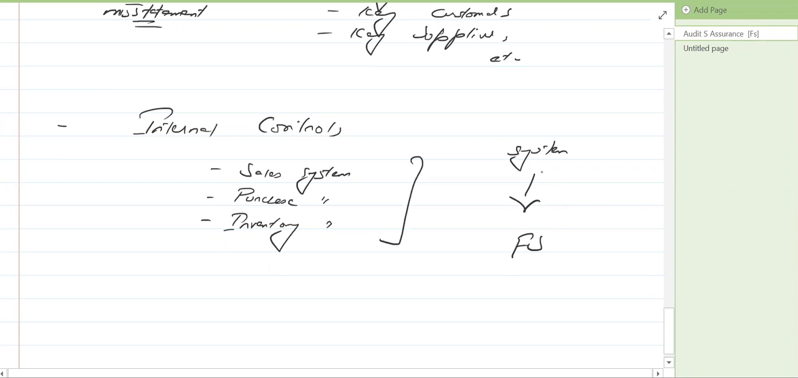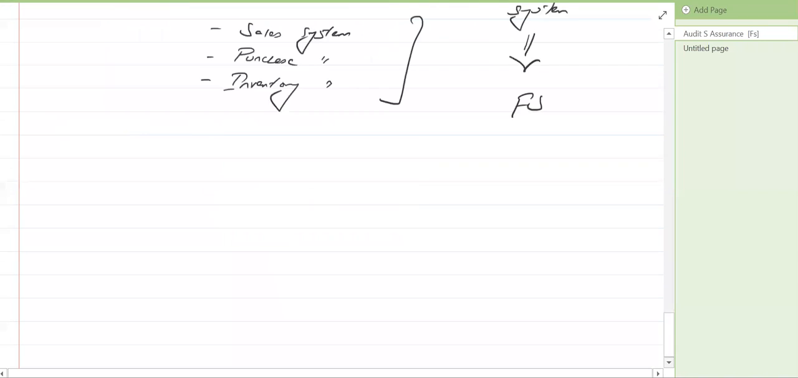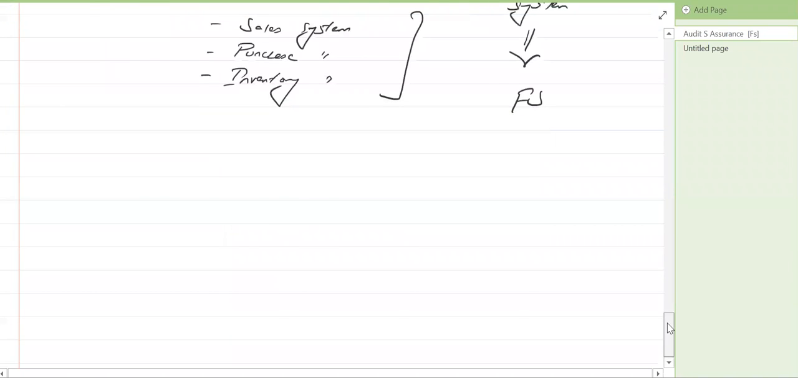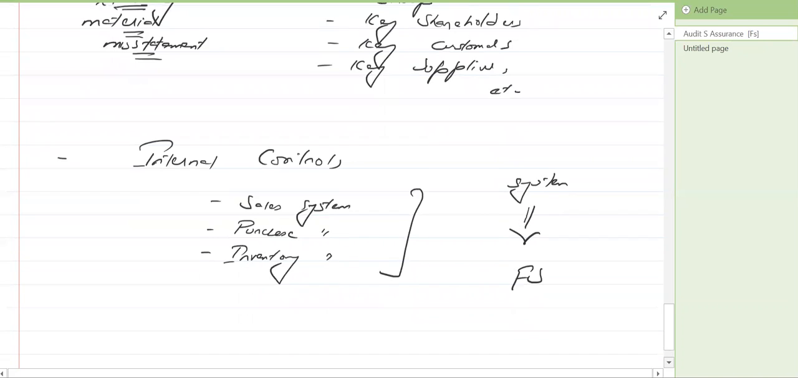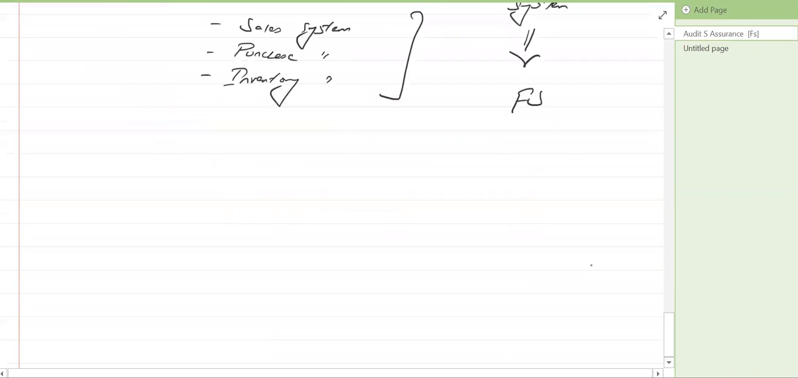Sales system produces the sales figure. Purchase system produces the purchase figure, which goes to the financial statements. So if their system is strong, we will be able to place reliance on their system. And as a result, we'll be doing less testing. If their system is weak, then ultimately we have to do the detailed testing because their figures in the financial statements will not be reliable.